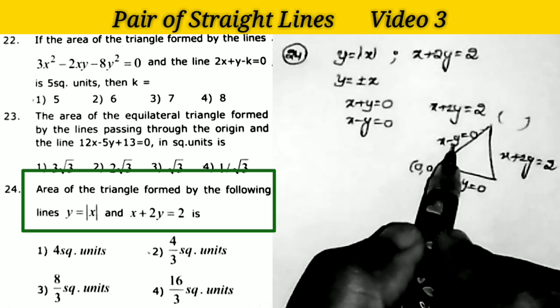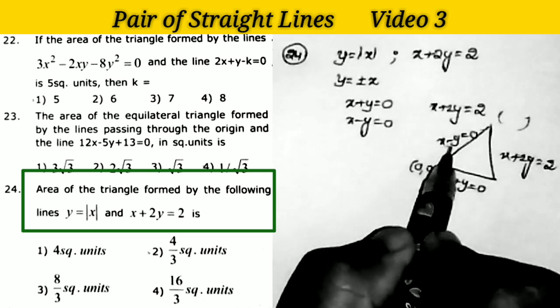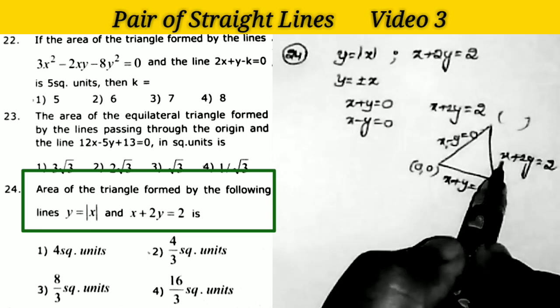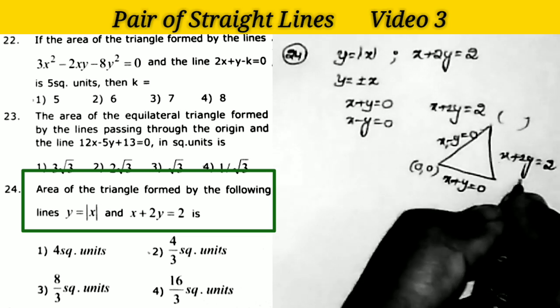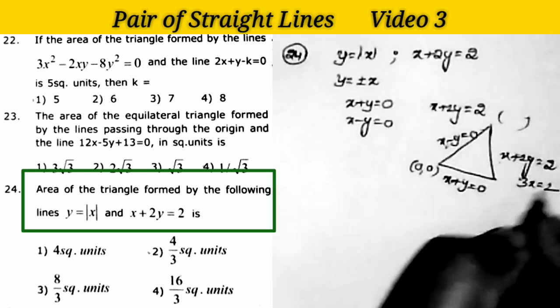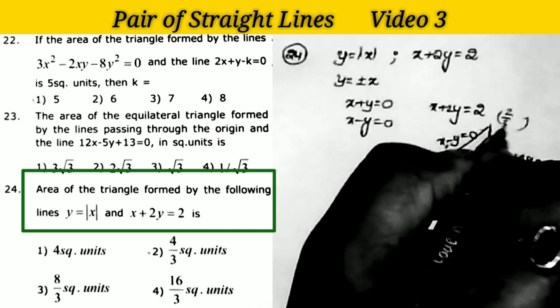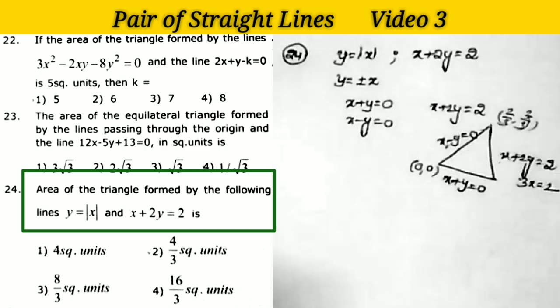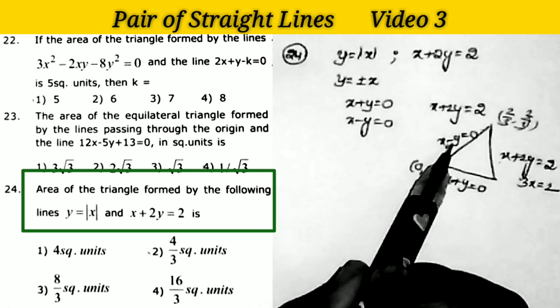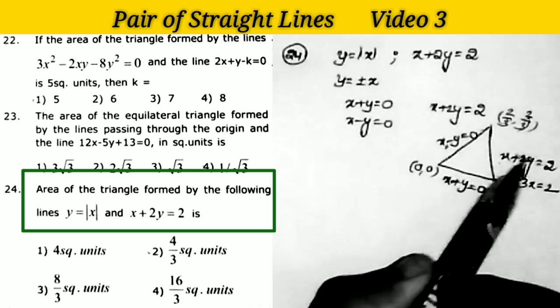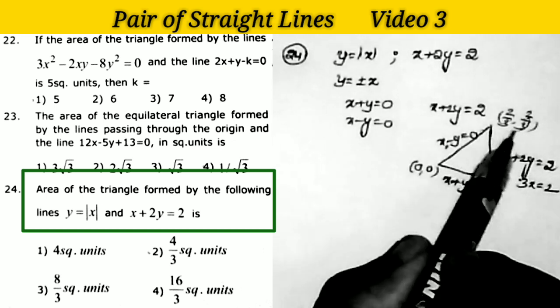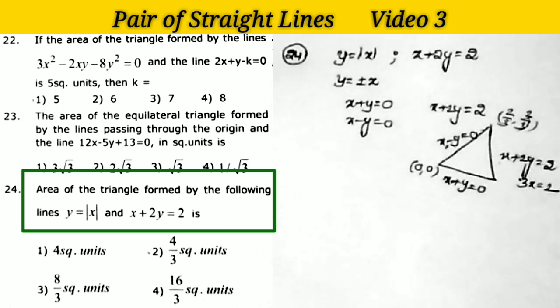X minus y is equal to 0 means x is equal to y. X is equal to y, that is x plus 2x is equal to 2. X plus 2x is equal to 2 means 3x is equal to 2. Then what is the x value? 2 by 3. Then what is the y value? 2 by 3, since x is equal to y. X is equal to y means replacing y with x here: x plus 2x, 3x is equal to 2. So the point is 2 by 3, 2 by 3.